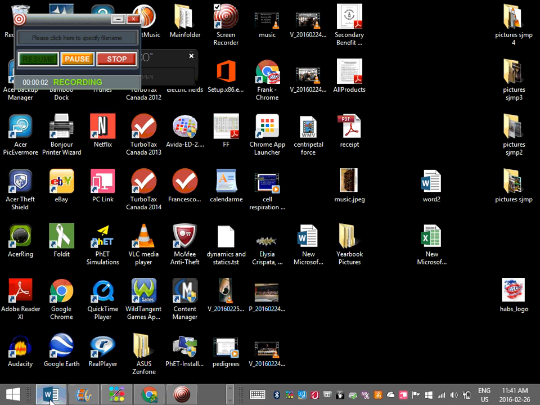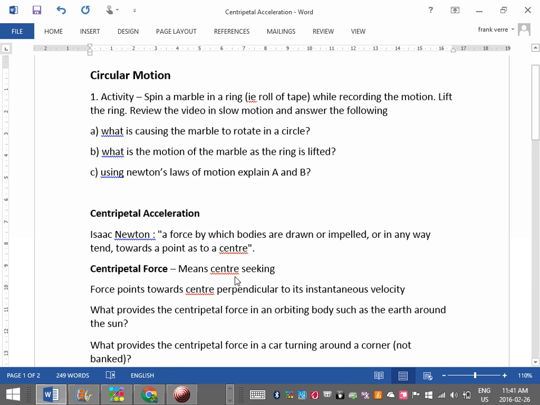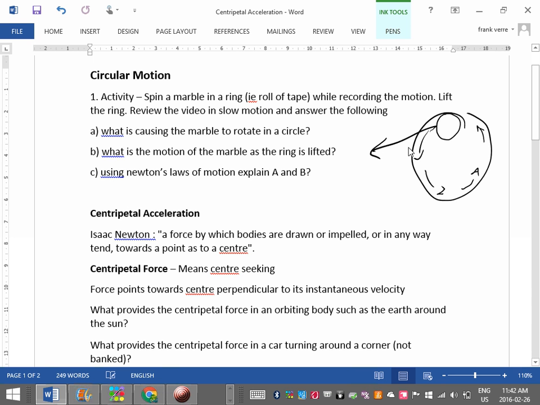Alright, let's talk centripetal force. Okay? So we know how we were looking at the activity with the spinning marble, where you have an object that you're spinning, a marble spinning in a circle. Just to review, what causes the rotation of the marble? The marble at any point wants to go which way? This way, but what causes it to turn this way?